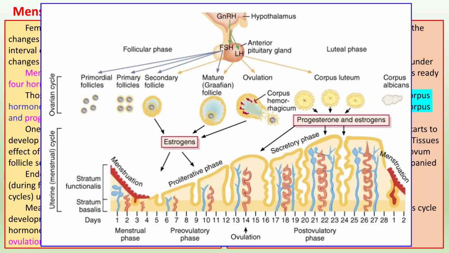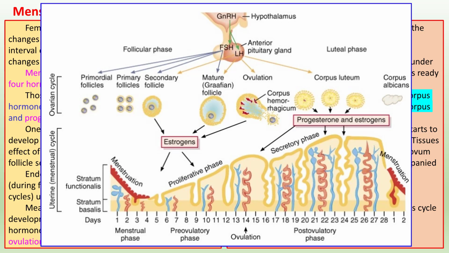The endometrium starts to degenerate in the absence of these two hormones, that is estrogen and progesterone. Tissues of the degenerating endometrium and the unfertilized ovum are discarded out through the vagina. This is accompanied by continuous bleeding. The bleeding continues for approximately 5 days and this is called menstruation.